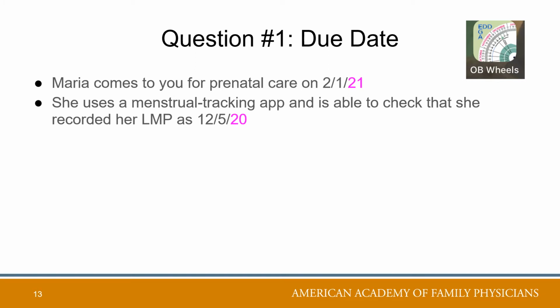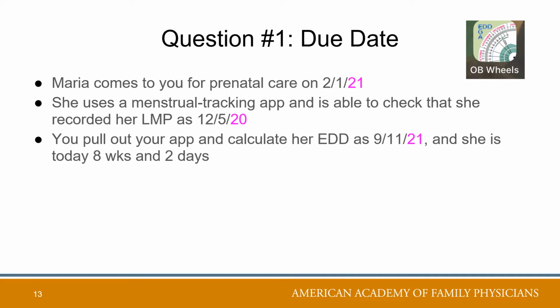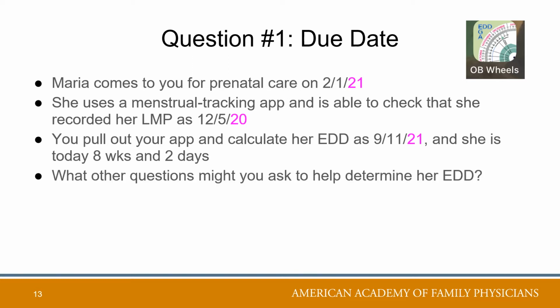She uses a menstrual tracking app and she's able to check that she recorded her last menstrual period as December 5th, 2020. You pull out your app and you calculate her estimated due date as September 11th, 2021. And she is now 8 weeks and 2 days. What other questions might you ask to help determine her estimated due date?